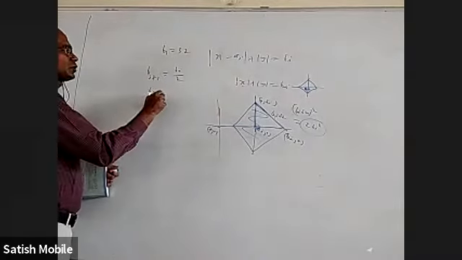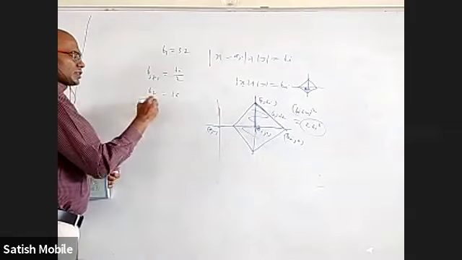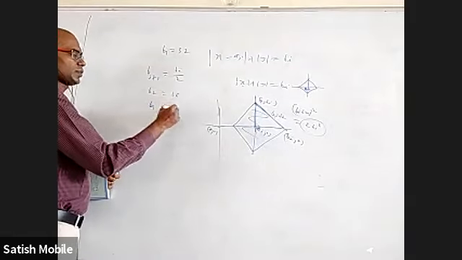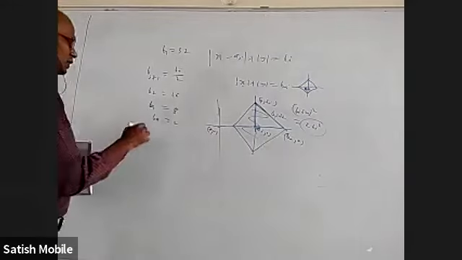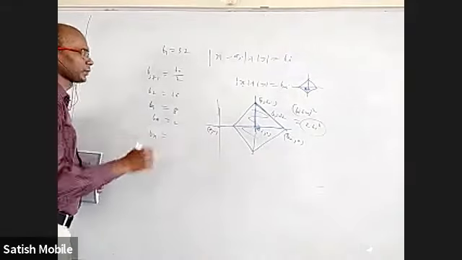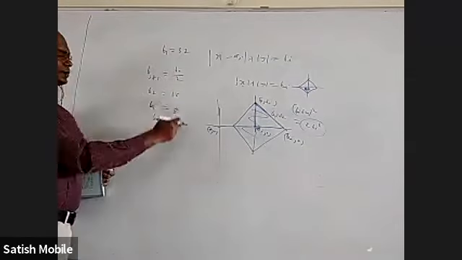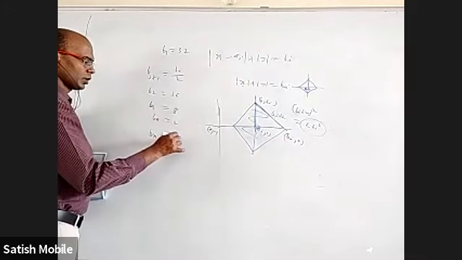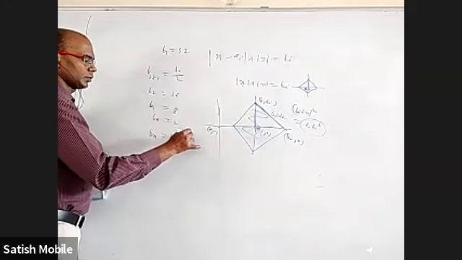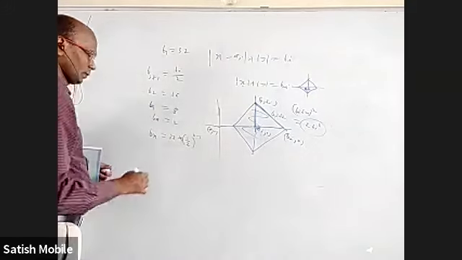So if you want b2, it will be 32 by 2, which is 16. b3 will be 16 by 2, 8. b4 will be 4, and so on. It's a geometric progression. In general, if you want b_n, what is the nth term of this GP? That will be the answer: a into r power n minus 1.